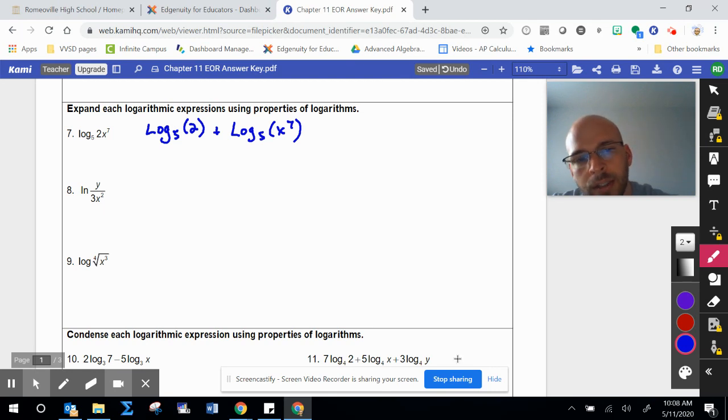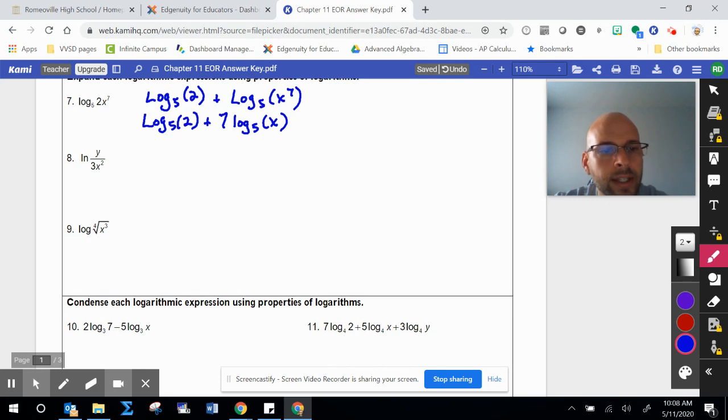Now, any exponent that you have can become a coefficient. There's no exponent in our first log, so that one would stay exactly the same. And then I'm going to have 7 log base 5 of x. And that would be my answer. That would be fully expanded.